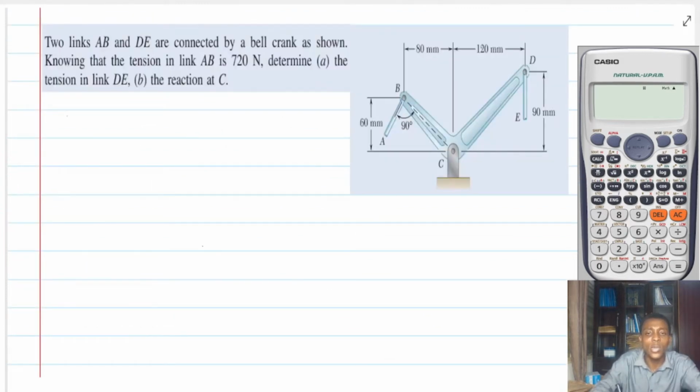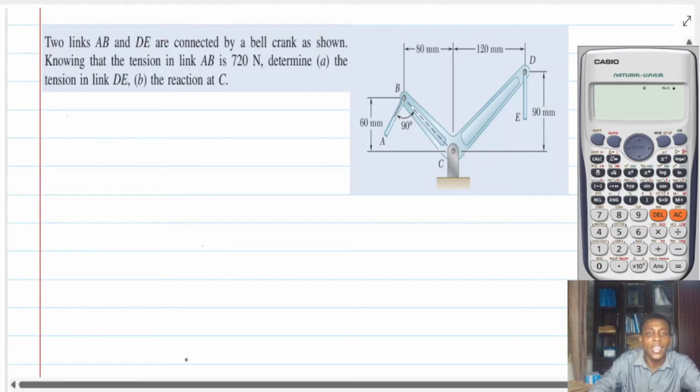Let's look at this problem. Now we are saying that there are two links. Links AB and DE are connected by a bell crank, as shown. Knowing that the tension in link AB is 720 newtons, we should determine the tension in link DE as well as the reaction at C.